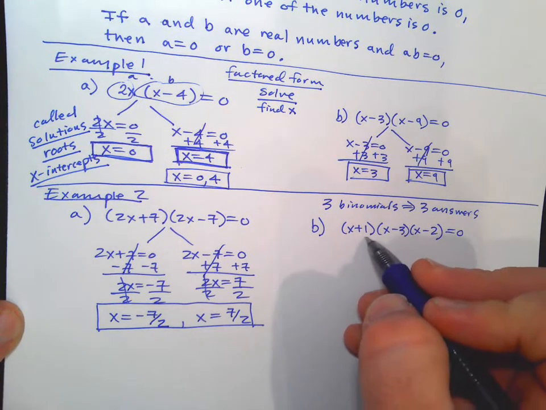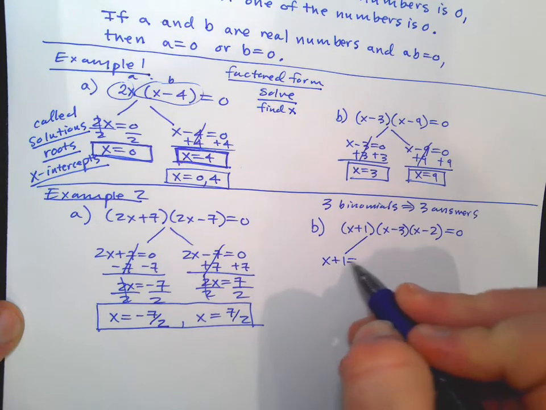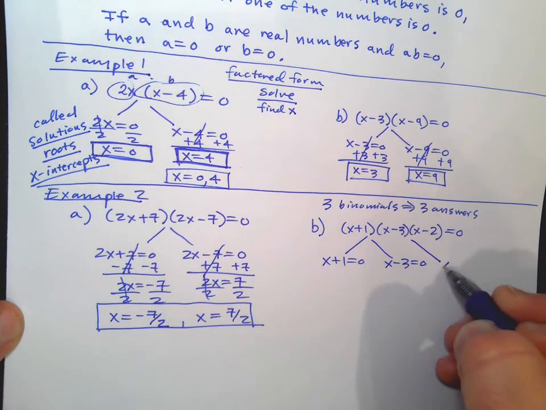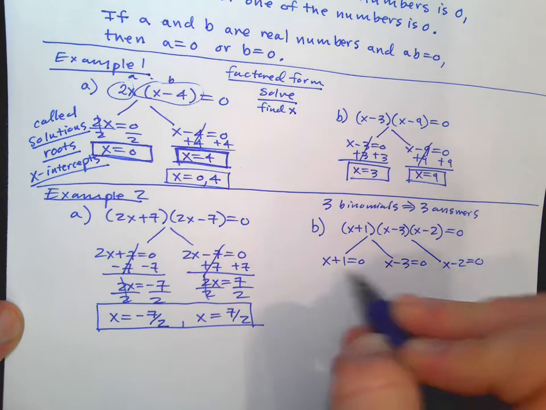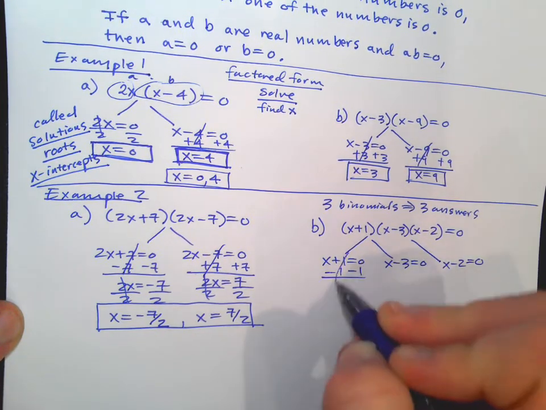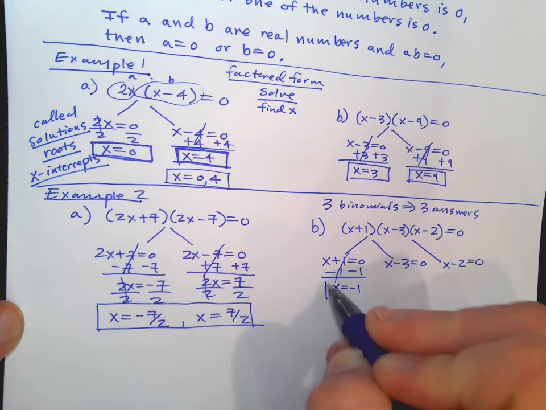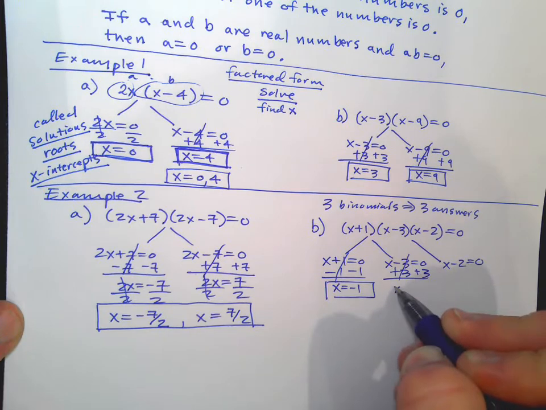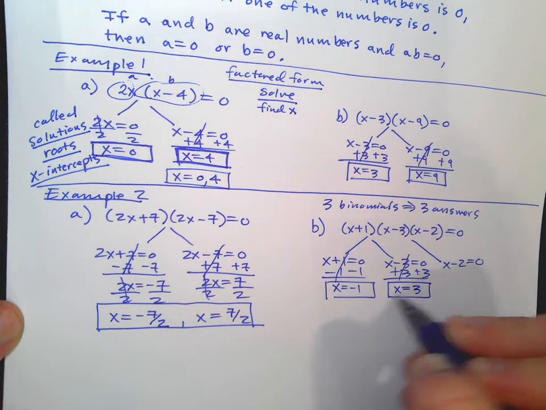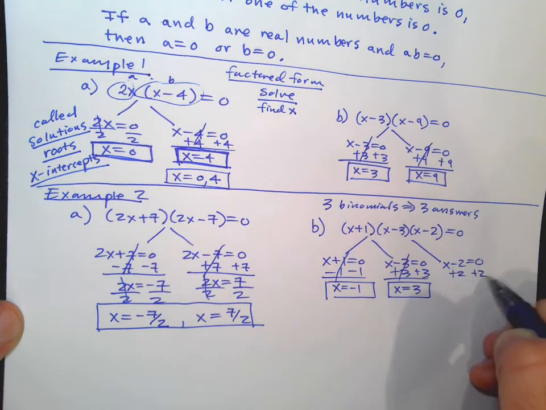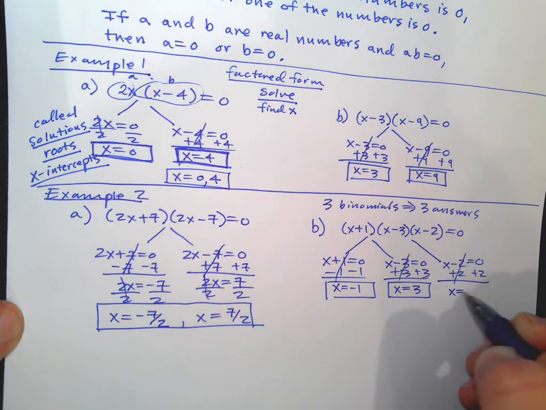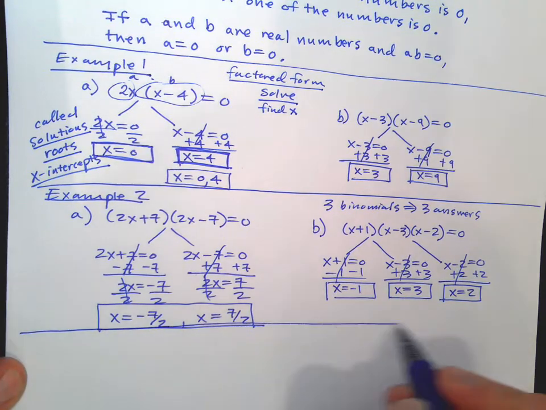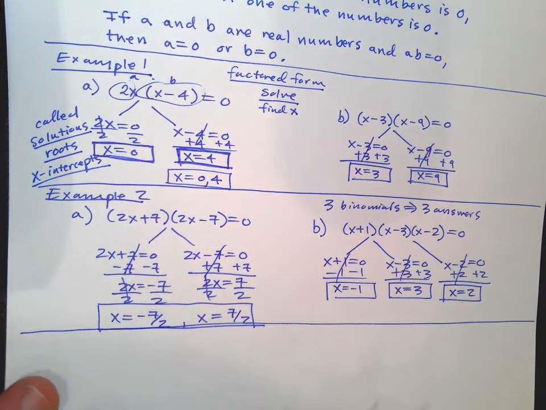But this is just like the other one. x + 1 = 0. x - 3 = 0. And x - 2 = 0. You need to do all of them. Minus 1, plus 3, plus 3, plus 2, plus 2. There you go. Okay. Now, we're going to make it a little tougher next.